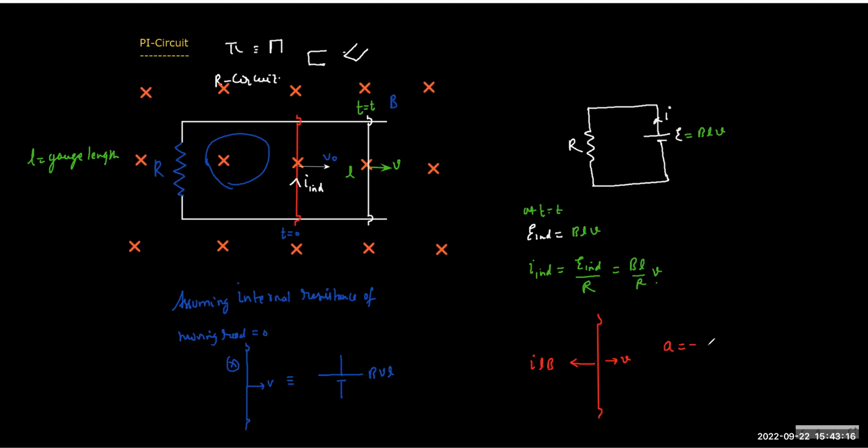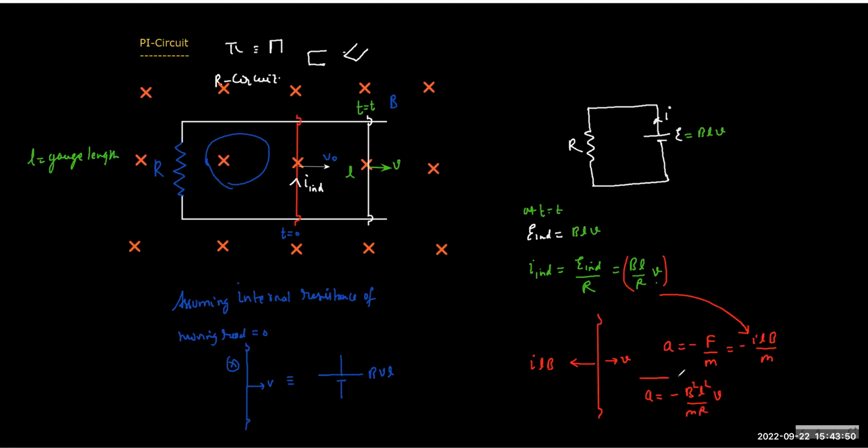And what is the value of retardation? What can we write here? A by M, where M is the mass of the rod, and therefore it will become ILB by M, and we know what is I. So the a becomes minus B square L square by small mr into V.